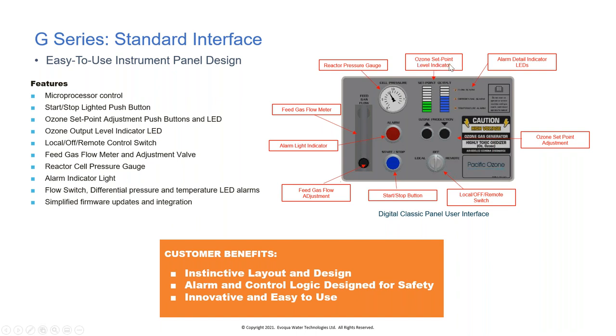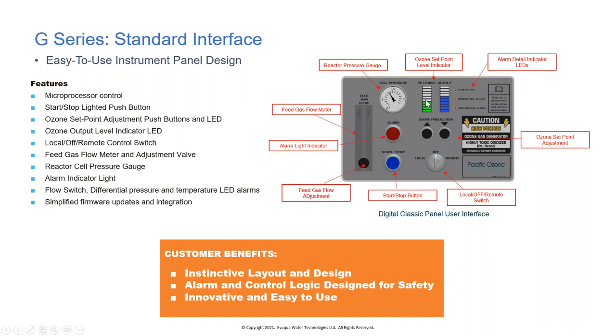It comes to the ozone set point level indicator. This is where you actually set the capacity required. There are 10 bars in total, and each bar is 10% of the total capacity.